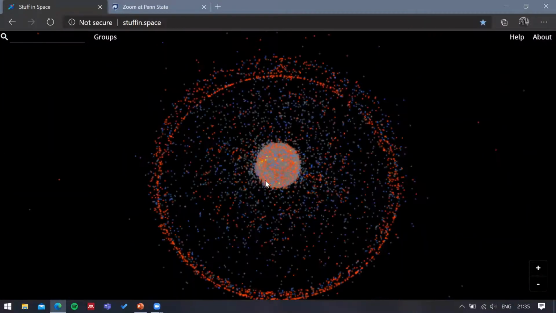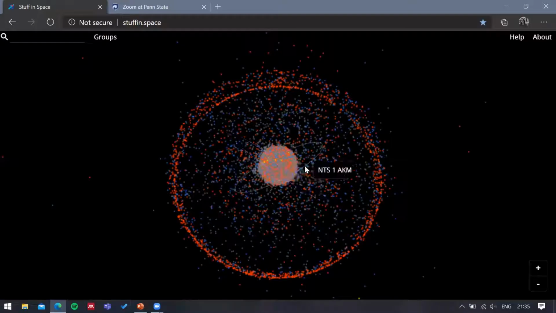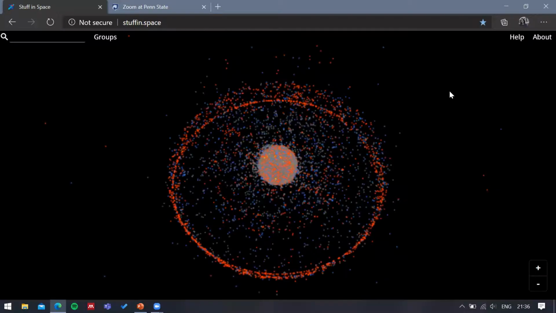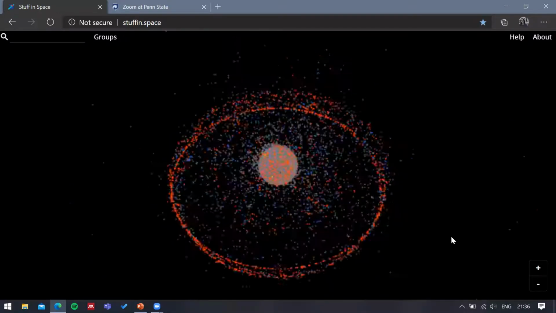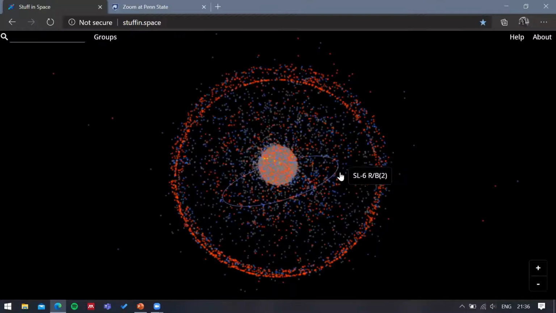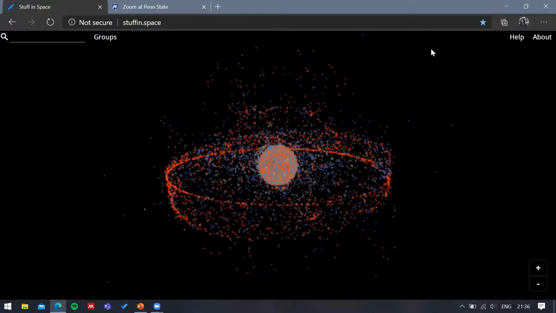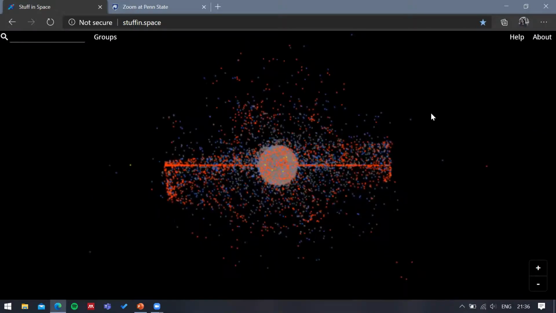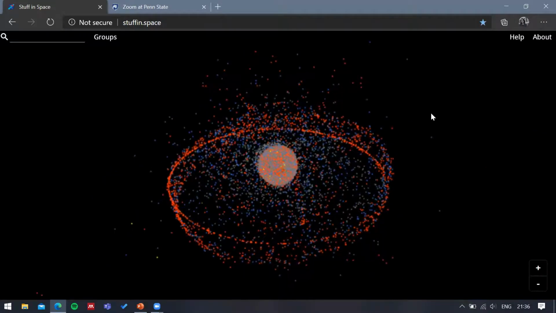These have periods ranging from a few hours to maybe a couple of hours, and then we go further and further away, and the period increases, and finally we get to the geostationary ring, which has a period of exactly 24 hours, and it's useful for weather monitoring and communication, stuff like that.